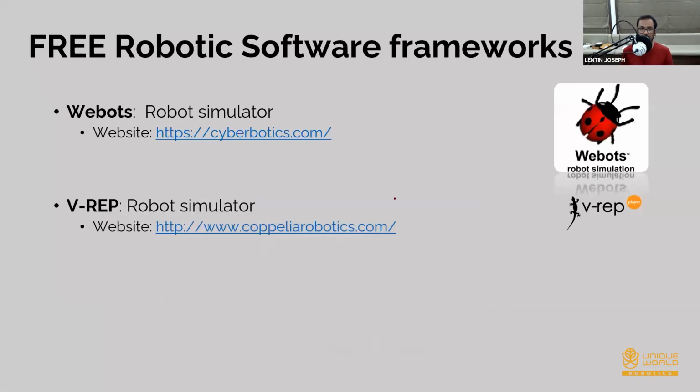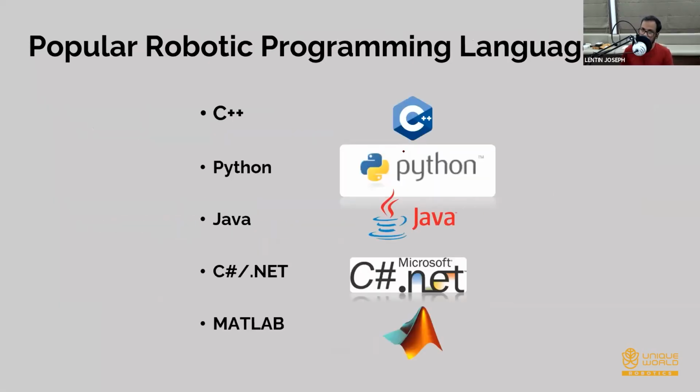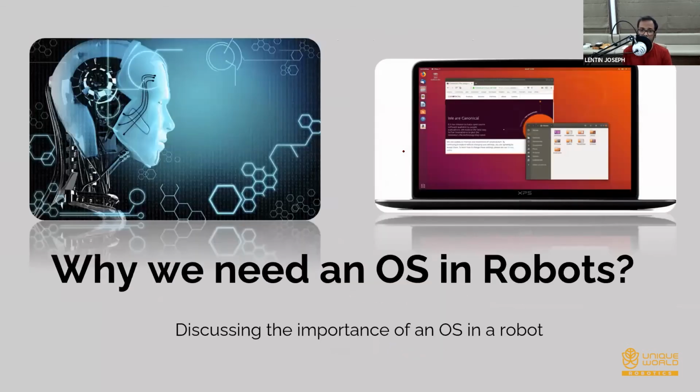And these are some of the popular programming languages that we are using in robots: C++, Python, Java, MATLAB.